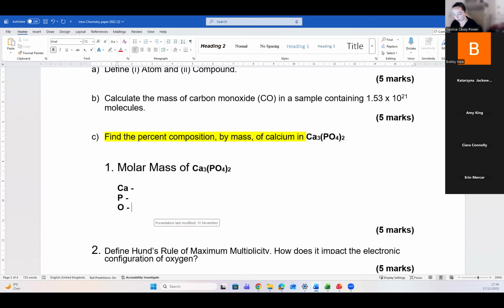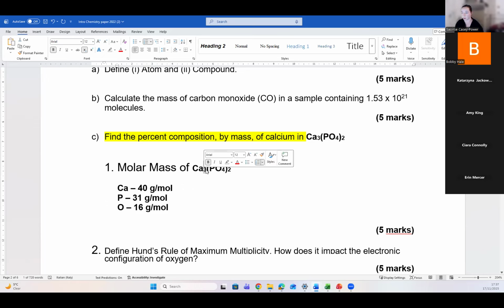Okay, so we know oxygen is 16 grams per mole anyway, all right? Then for calcium, it is 40 grams per mole. And our phosphorus then is 31 grams per mole. All right, so then we're just going to multiply it by what we have of each one. Okay, so the number of atoms of each one of those elements that we have.